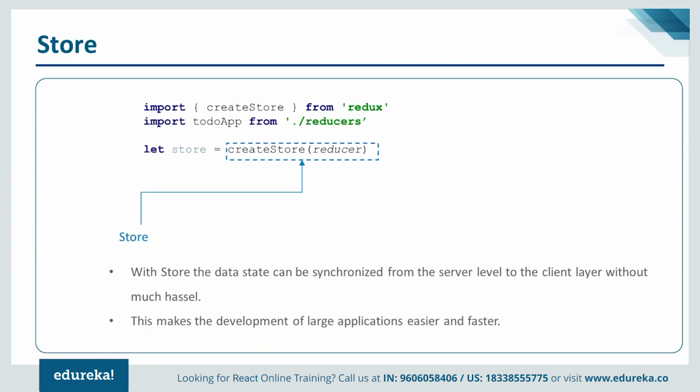With store, the data state can be synchronized from server level to the client layer without much hassle, which makes the development of large applications much easier and faster. So that is how we declare the store in Redux. Let store, let is a keyword. Let and const are the new keywords which are introduced in JavaScript, and these are ES6 specifications. So let store equal to createStore, which is taking input parameter as reducer function.